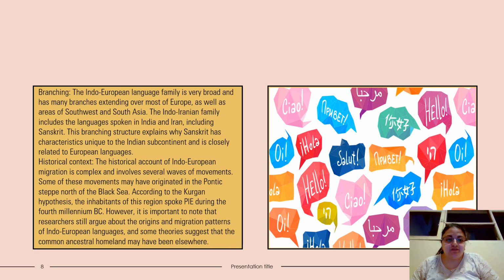Historical context. The historical account of Indo-European migration is complex and involves several waves of movements. Some of these movements may have originated in the Pontic steppe north of the Black Sea. According to the Kurgan hypothesis, the inhabitants of this region spoke PIE during the 4th millennium BC. However, it is important to note that researchers still argue about the regions and migration patterns of Indo-European languages, and some theories suggest that the common ancestral homeland may have been elsewhere.